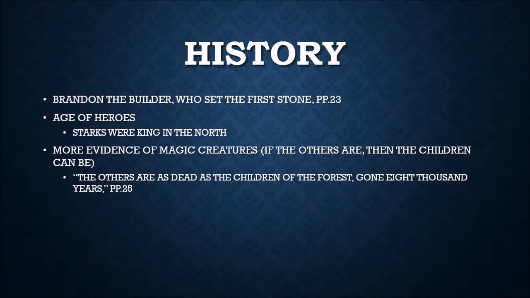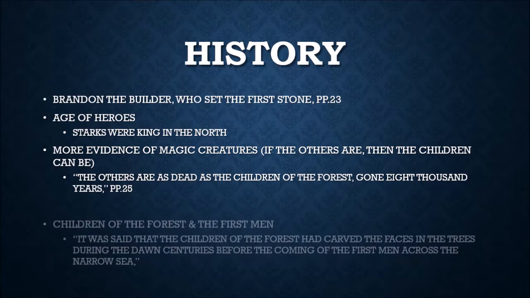We get more evidence of magic creatures. If the others are, then the children can be. They talk a lot about the children of the forest and the others in this chapter. Ned and Catelyn do when they're having their conversation, but Ned sort of writes it off as stories of old. But we have seen in the prologue that the others do exist, which gives us slight evidence that the children might also exist. Here there's this quote: "The others are as dead as the children of the forest, gone 8,000 years, but we know that they are not."